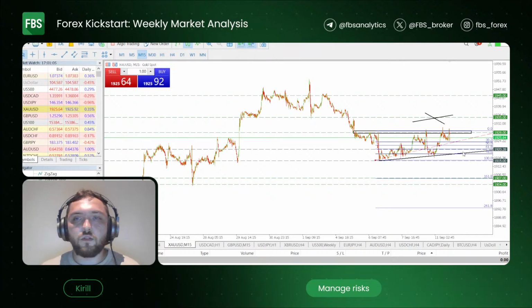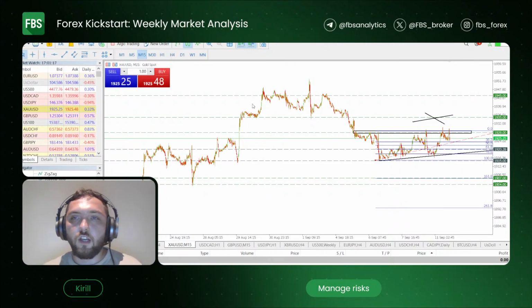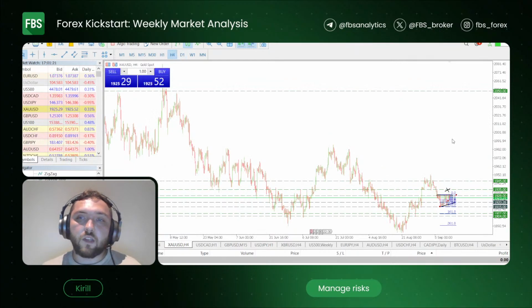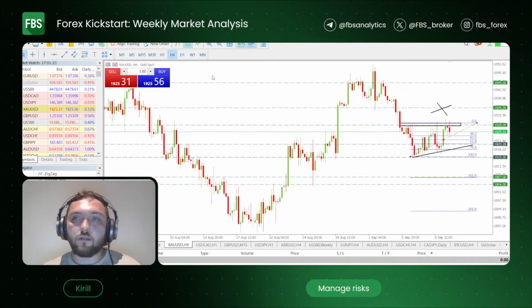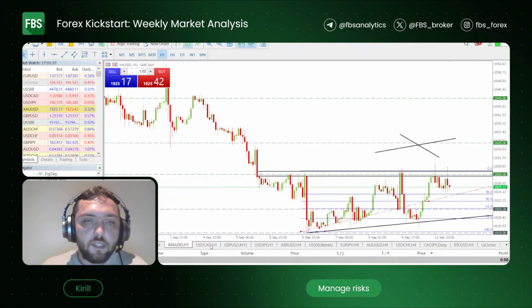As I said, support trend line, resistance trend line: breakout above, we buy. In case of rejection, we sell. In case of breakout below the support trend line, we increase our position and await a bigger decline. So I think for weekly analysis, it's more than enough. I think this analysis will work at least today, tomorrow, and at the beginning of Wednesday.